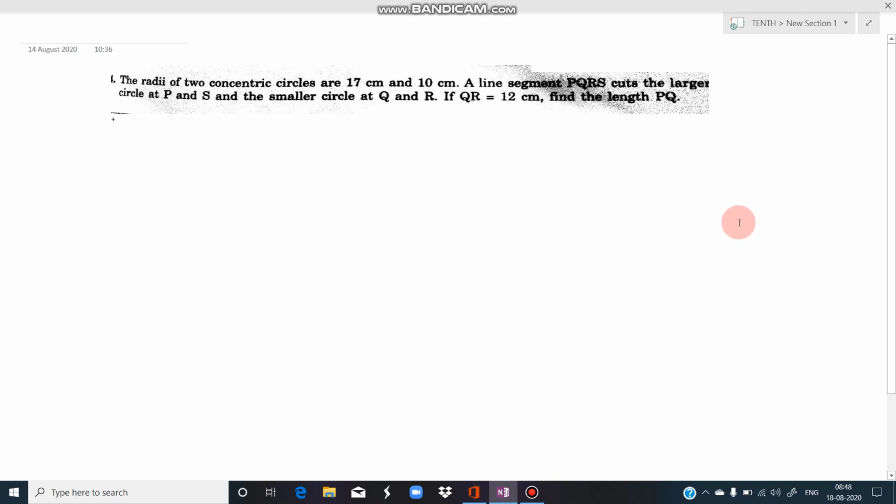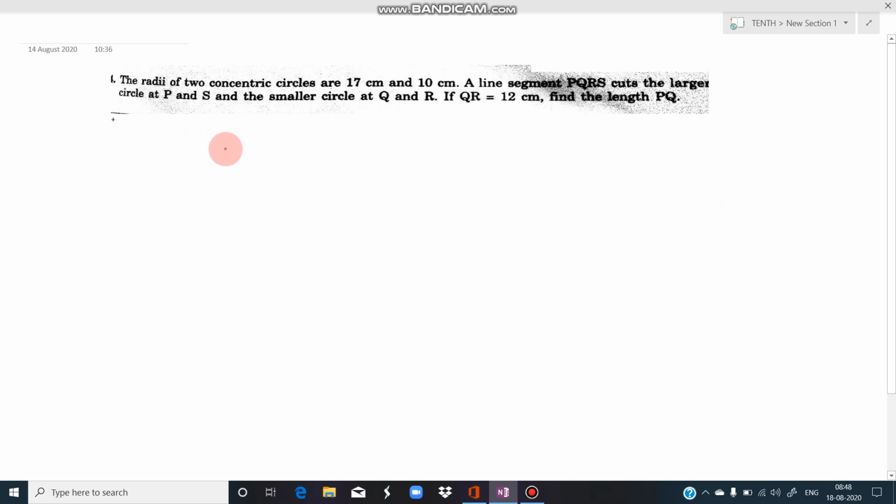Hence in this question it is given that radii of two concentric circles are 17 and 10 centimeter. A line segment PQRS cuts the larger circle at P and S and the smaller circle at Q and R. If QR is given, you have to find the length of PQ.